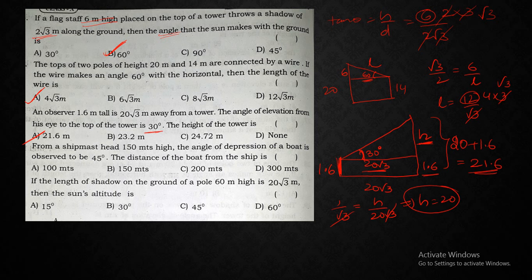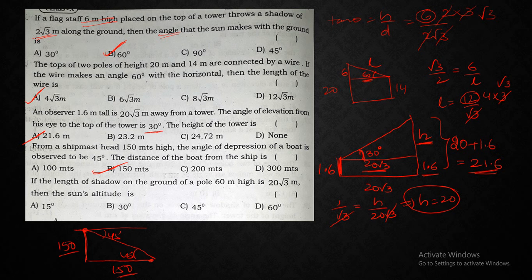In ships you will have a big chimney, which we call the ship mast. This ship mast is 150 meters high. The angle of depression: there is one boat, and from this top they are observing the boat at an angle of 45 degrees. Clearly, 45 degrees means this 150 will be equal to this distance, so this distance is 150.